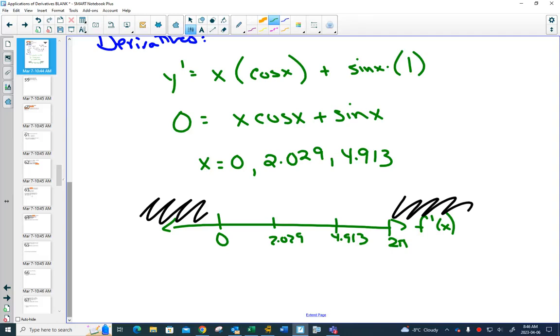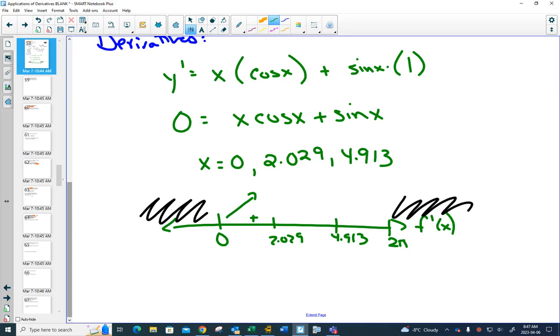Now, if you plug in something between 0 and 2.029 into your derivative, again, we have a lot of choices of values. I would probably choose something from my pi plate that I could know and do quickly. In this case, I would probably choose for this first section pi over 2. Pi divided by 2 is about 1.57. And if I plug that in, cos of pi over 2 is 0. Sine of pi over 2 is 1. This section will be positive and increasing.